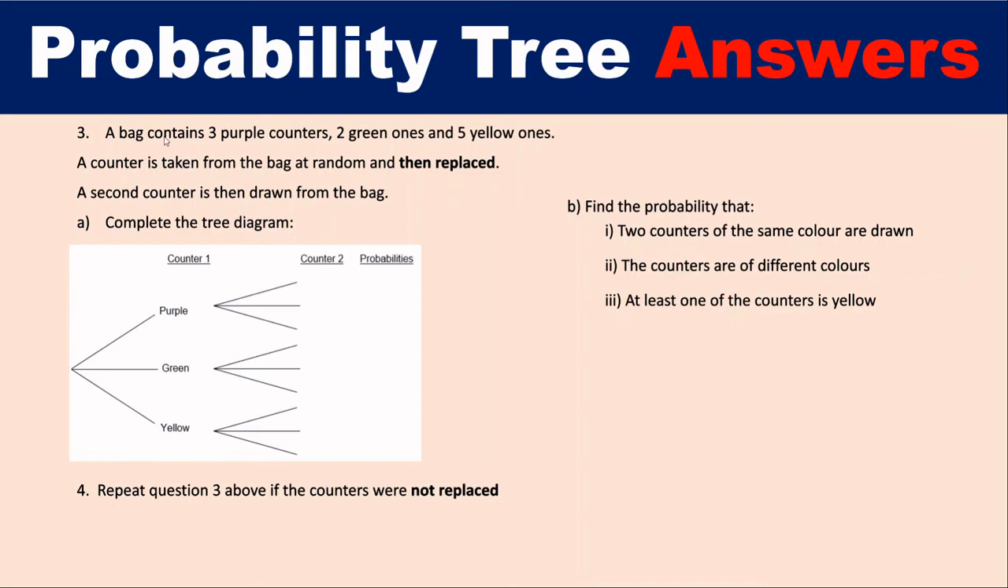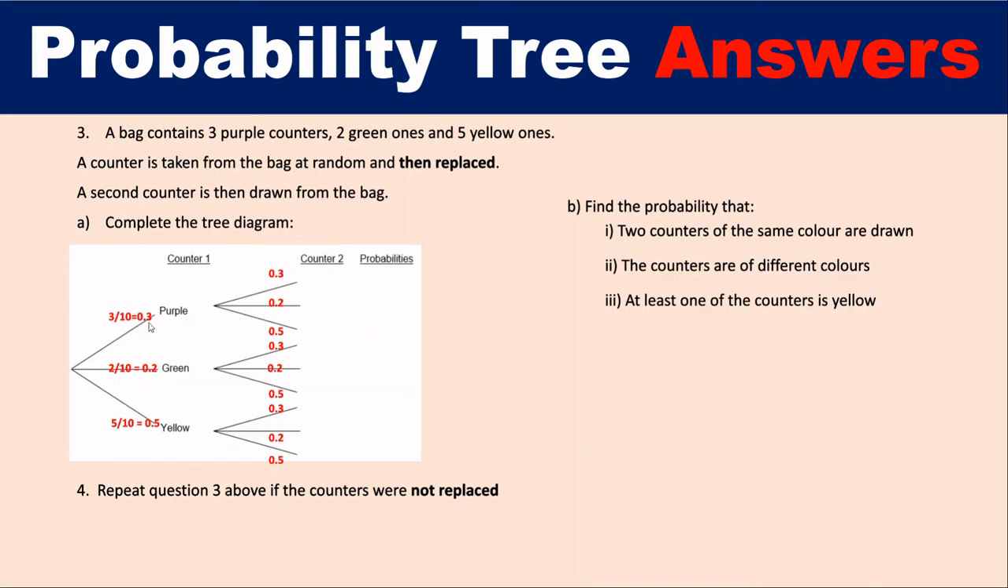For question 3, we weren't given any of the probabilities here. You need to work them out from the question. If there are 3 purples, 2 greens, and 5 yellows, 3 plus 2 plus 5, that's 10 counters altogether. 3 of the 10 are purple, 2 of the 10 are green, and 5 of the 10 are yellow. So I can write my probabilities of 3/10 or 0.3, 2/10 or 0.2, and 5/10 or 0.5.